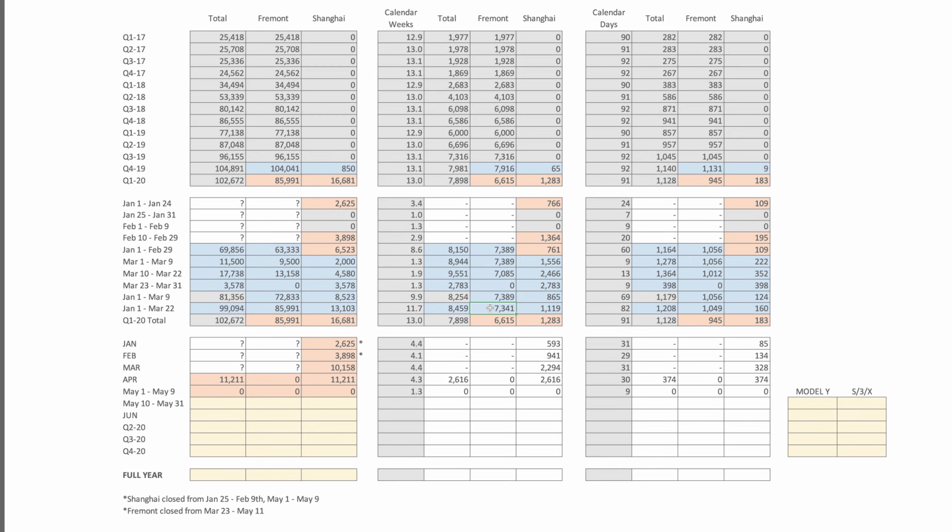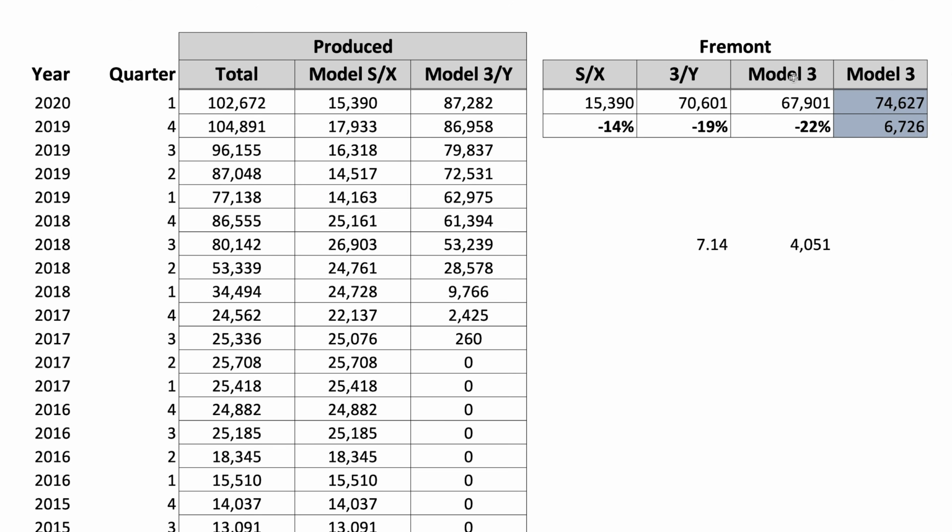That drop in production rate came from Model 3 in Fremont rather than S and X. If we look at the quarter-over-quarter comparisons, S and X production for Q1 was down 14% compared to Q4. With the last 10% of the quarter being shut down, that kind of makes sense. I think that normalizes what the baseline of expectation for Model 3 should have been if there were no other variables at play. But Model 3 sequentially was actually down quite a bit more than that.